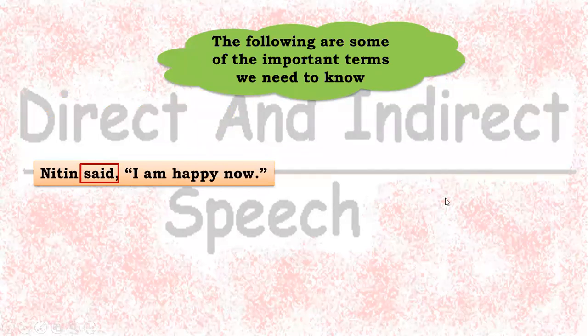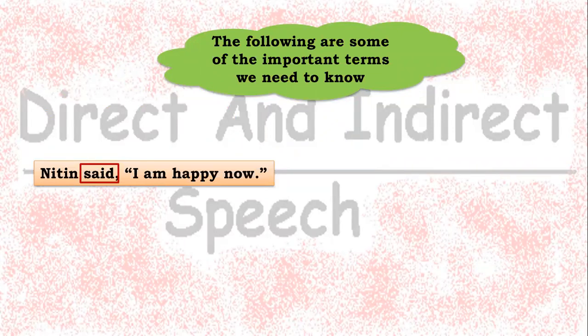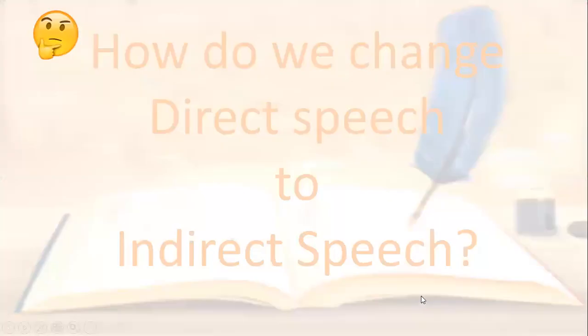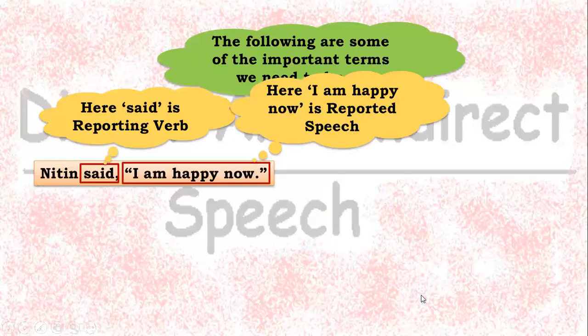So once again, I'm repeating this particular part so that we don't miss out on anything. In the sentence, Nitin said, "I am happy now." Said, which is outside the inverted comma, is a bahar ka verb, while am, which is inside the inverted comma, is known as andar ka verb. Or in technical terms, we also call it reporting verb and reported verb respectively.